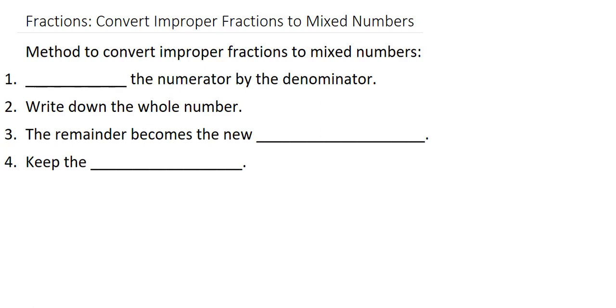Fractions. Convert improper fractions to mixed numbers. Method to convert improper fractions to mixed numbers. So first we're going to divide the numerator by the denominator. Then we're going to write down the whole number, and the remainder then becomes the new numerator, and we're going to keep the denominator.